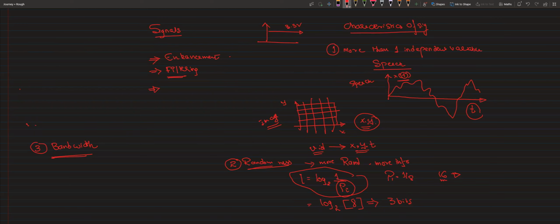Yes, sir, I'll tell. It is the amount of data which it carries, right? For example, sir, if I consider any signal and the data is contained from 0 to FC, then the bandwidth is FC, right? For example, if the data is contained from F to F plus FM, then the bandwidth is basically FM, right? Yes, sir.